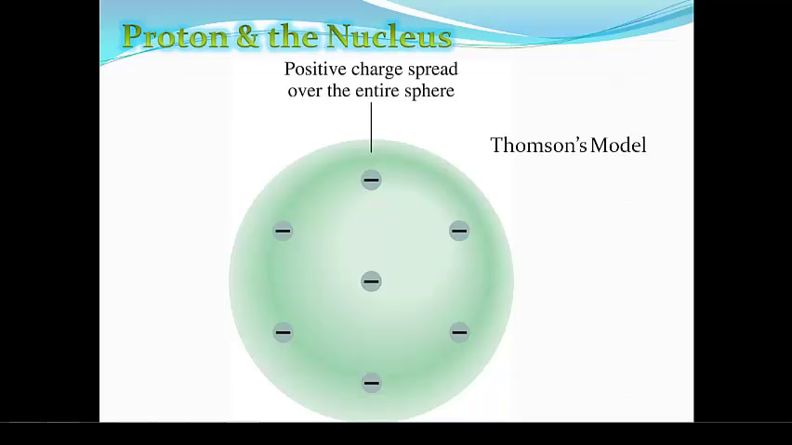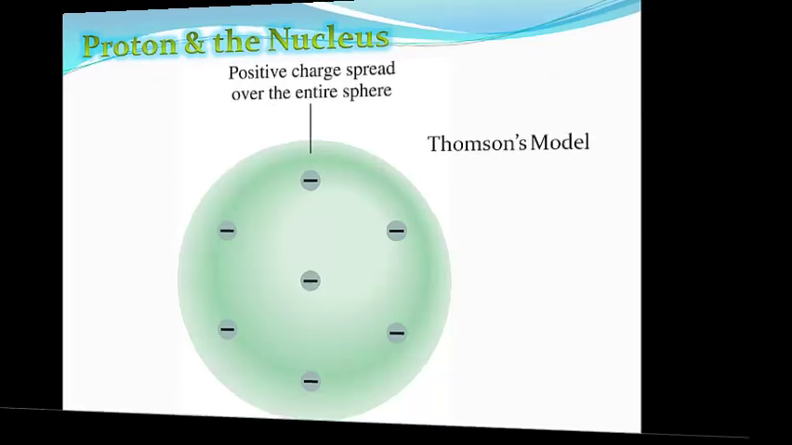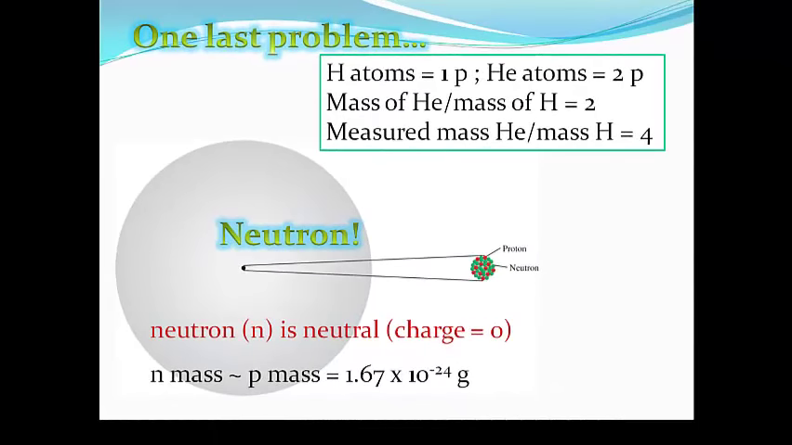So that's what he called it, and that was accepted for a number of years until this guy Rutherford, which I told you needed to read up on, figured out that this model was incorrect. And you need to be able to recognize that Rutherford was the one that did the alpha scattering gold foil experiment. So after Rutherford figured out that the nucleus basically was a dense central core within the atom that held the protons, there was one last problem that scientists needed to figure out.